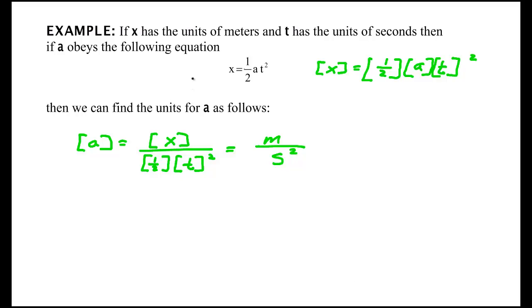Okay, in this video we're going to continue our discussion on dimensional analysis. In our last problem we just found the units of this quantity A, which turns out to be acceleration, which are derived units. Now we want to look at how units can help us determine whether or not an equation is correct or if we've made an algebraic mistake.